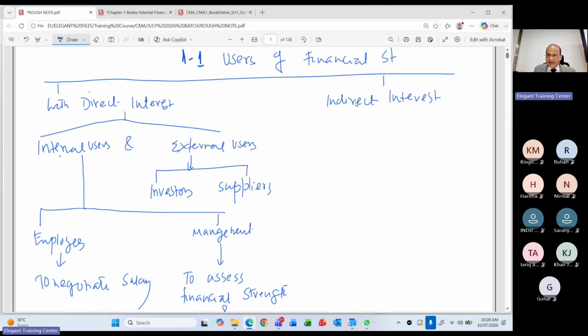Now coming to indirect interest, right? Who are they? With indirect interest, they are only external users. But direct interest can be with internal and external. Clear? But external users are having only indirect interest. So under external users, who is coming? Your investors.